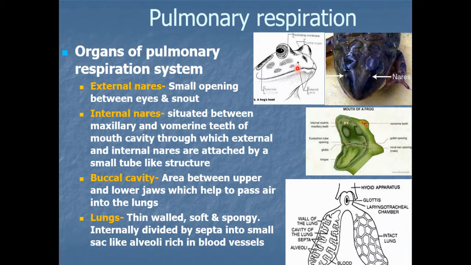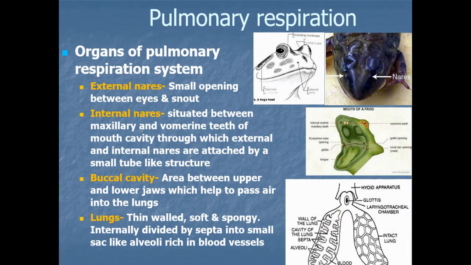First one, it is the external nares. It is similar to our nostrils. There's a small opening you can see between eyes and the snout. This is the snout. Second important organ, it is the internal nares. Here you can see the internal nares. It is situated between maxillary teeth and the vomerine teeth. And this external nare and the internal nare are attached by a small tube-like structure. And here you can see the buccal cavity.